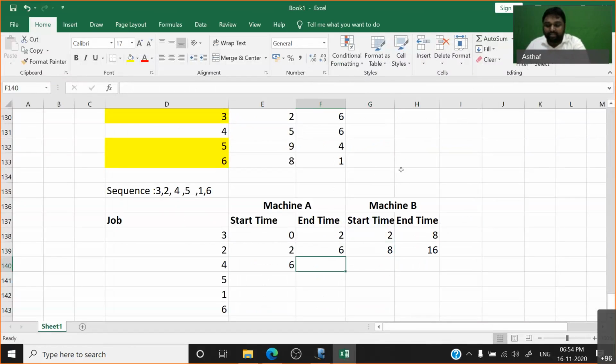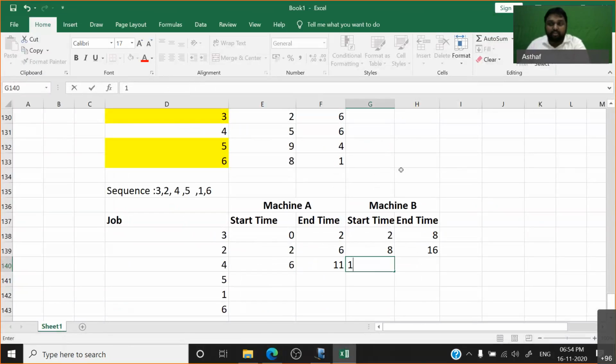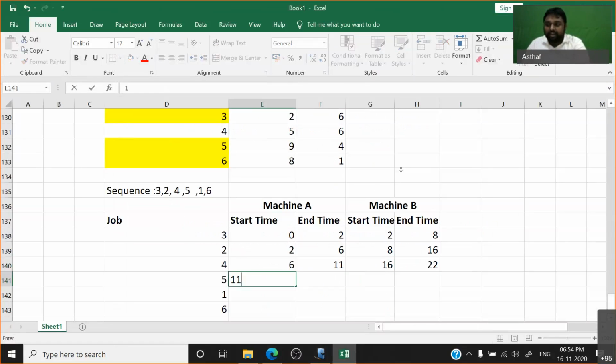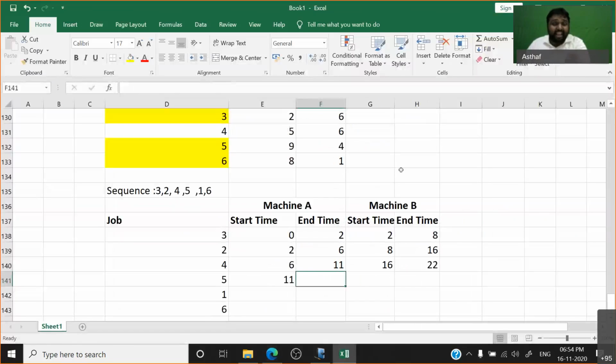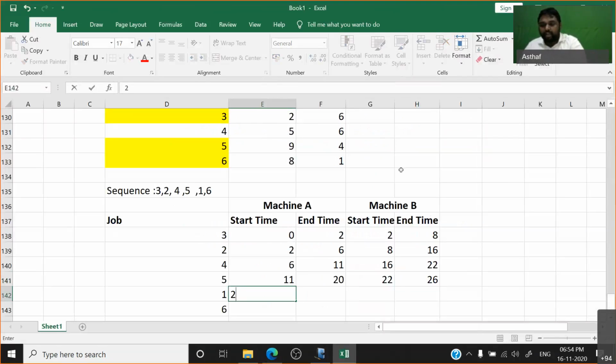Here it is finished by 6. 4 it is 5, 11. Here we have 16. So 4, if you have 16, 22. It is 11. Now what will come next? For 5, it is 9. So 11 plus 9, it will be 20. So this is still finished by what? 22. So you cannot give 20. Next will come what? This is 5. 5 it come 2. So 26. Here you start by 20.